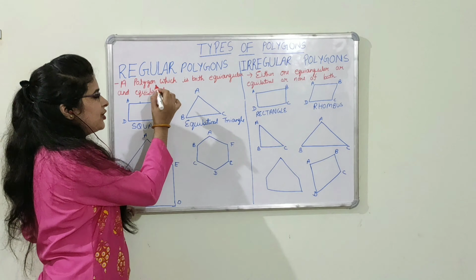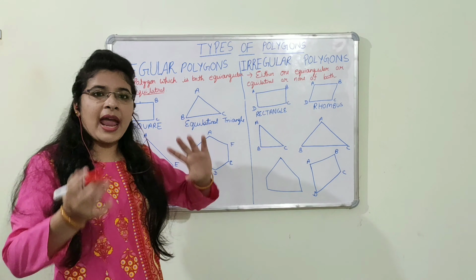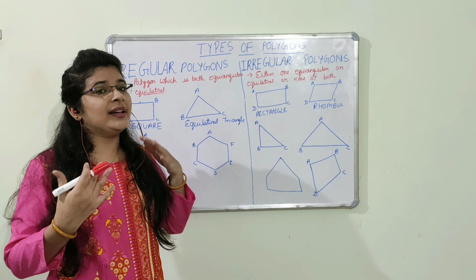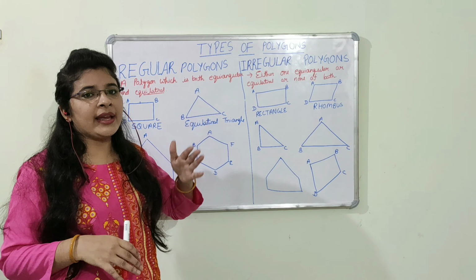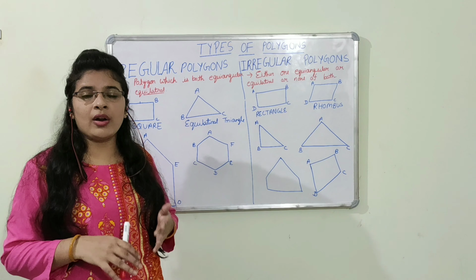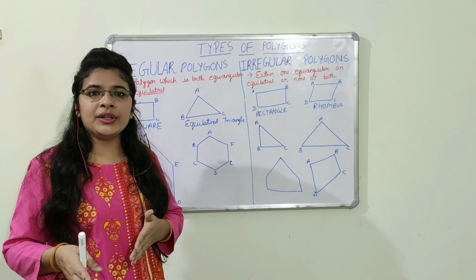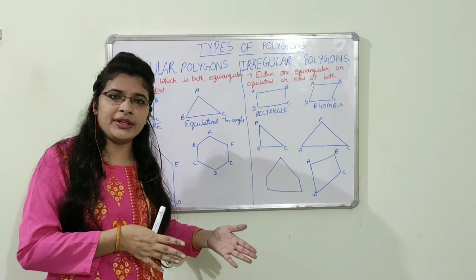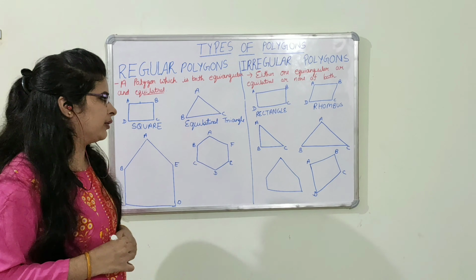equal to each other. In an irregular polygon, either the angles are equal but the sides are not equal, or the sides are equal but the angles are not equal to each other, or neither is equal, meaning the angles are not equal and the sides are also not equal. Then that type of polygon will be an irregular polygon.